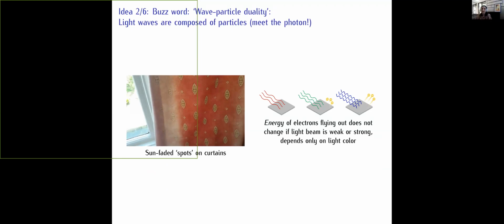Now, changing gears to the second idea of quantum mechanics that I would like to share with you. This idea is centered around a buzzword that people often talk about when they talk about quantum mechanics, and that is wave-particle duality. By idea number 2, wave-particle duality, I mean that it's now known because of quantum mechanics that light waves are composed of particles, of minimal particles that are known as photons.